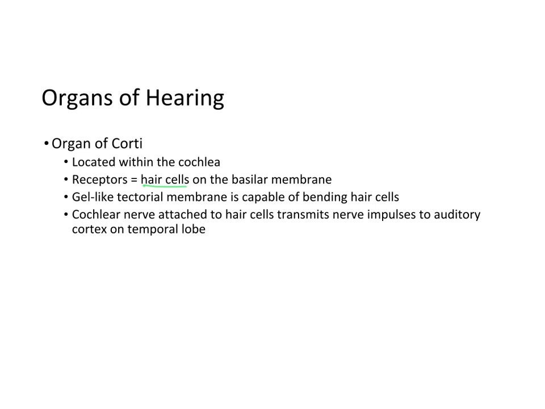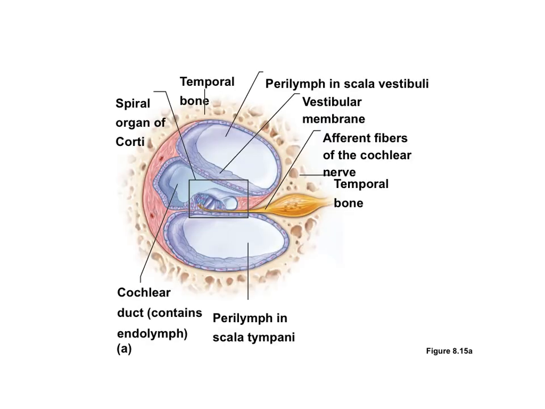So your hair cells are going to collect the information, and then they're going to send that information via the cochlear nerve to your brain. So within the temporal bone, you have the organ of Corti, so that's here, and that is where sound information is processed, and then it's sent via the afferent fibers of the cochlear nerve to the brain.